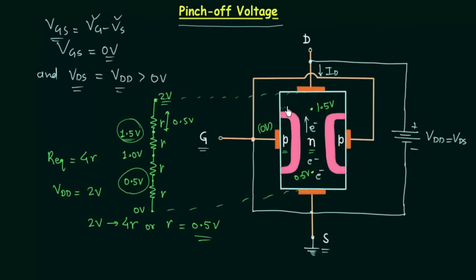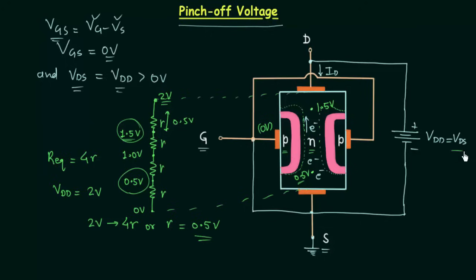Because of this reason, the width of depletion layer will increase at the top and it will remain almost same at the bottom. It is almost same at the bottom because potential here is equal to 0.5 volt. So the reverse biasing potential is not high at the bottom. So depletion layer will increase at the top and it will remain almost same at the bottom. So this was the small revision of the last lecture, and now we will start with pinch off voltage.